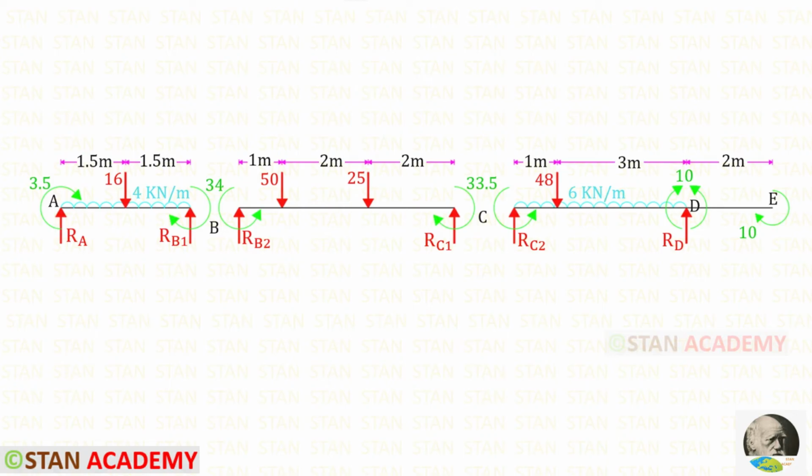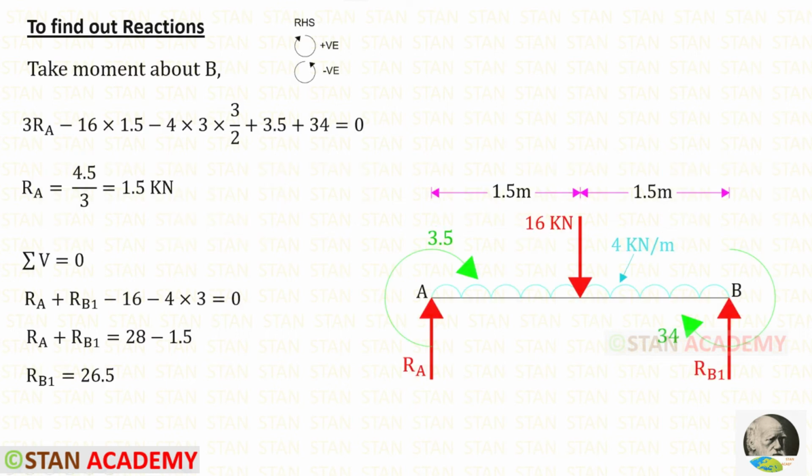Now we are going to find the vertical reactions. First, let us take the span AB and find the vertical reactions. In the span AB, we have two moments, MAB, which is acting in the clockwise direction, and MBA, which is also acting in the clockwise direction. By taking moment about B, we can find RA, and by applying this rule, we can find RB1.